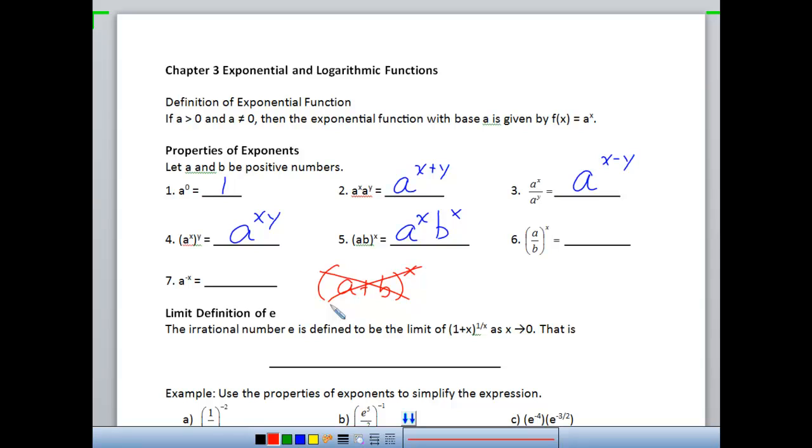And then same thing with the quotient. We've got a over b to the x is a to the x over b to the x. And then finally, a to the negative x equals 1 over a to the x. If we have a negative exponent on a factor, we can move that factor from the numerator to the denominator or vice versa, and the exponent becomes positive. Questions about that?